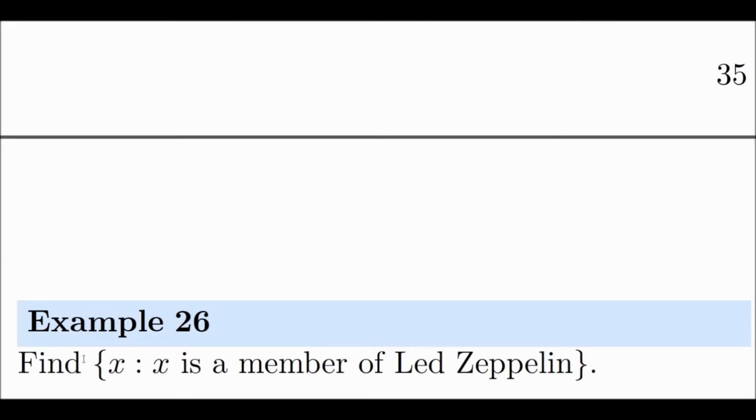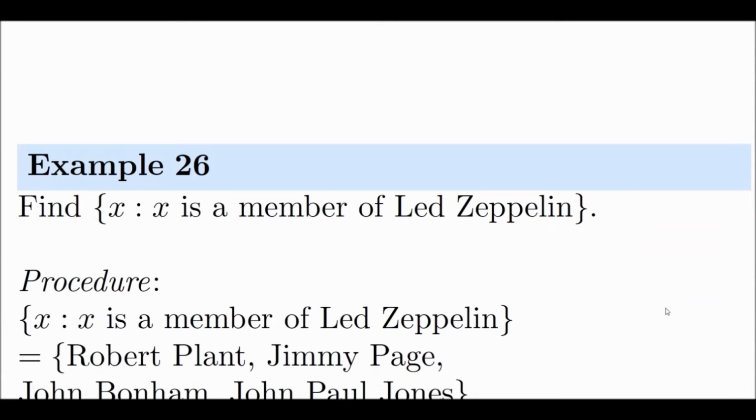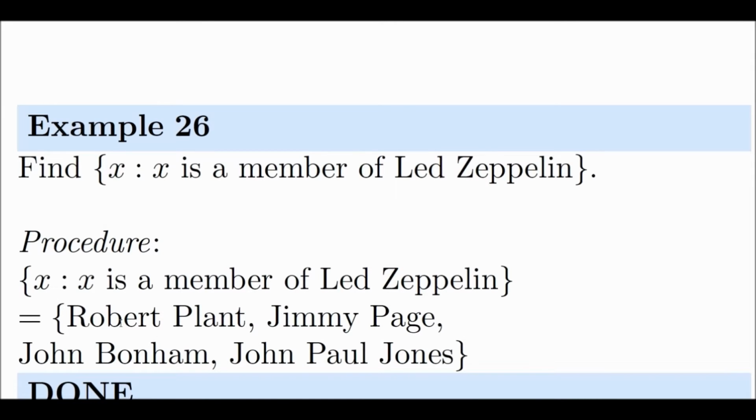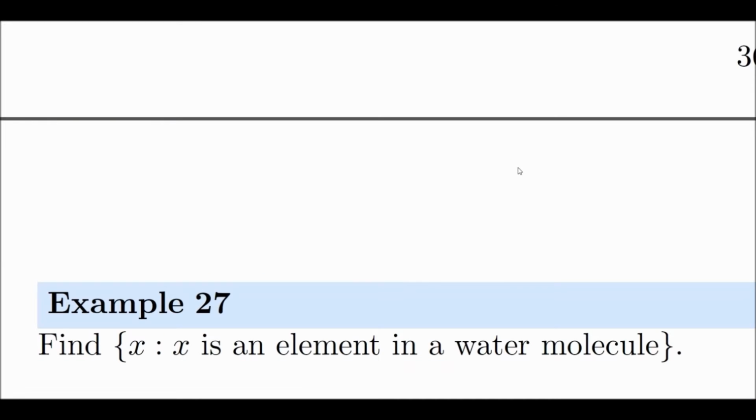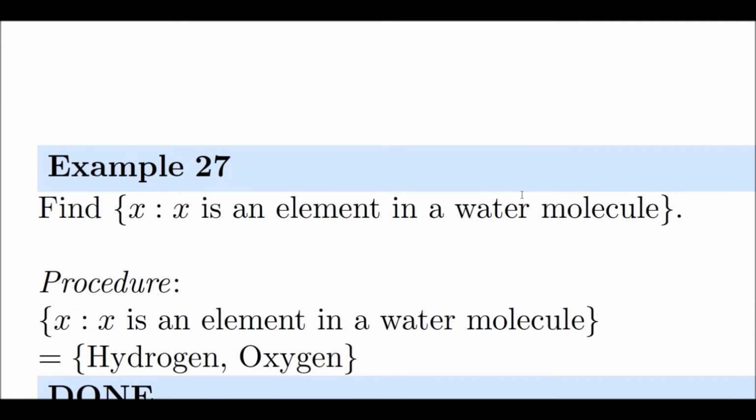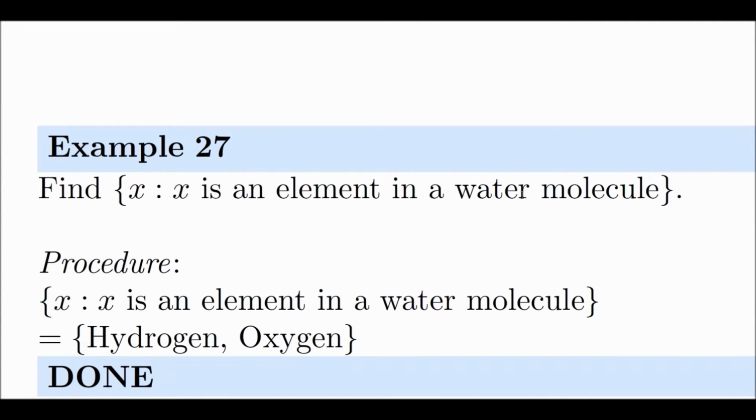If I wanted to find the set of X such that X is a member of Led Zeppelin, I would just list out the members of Led Zeppelin. So here are the members of Led Zeppelin: Robert Plant, Jimmy Page, John Bonham, and John Paul Jones. Again, in order to write down the set, I don't need to know the actual members of Led Zeppelin. I could just write this builder notation down. If I wanted to find the set of X such that X is an element in a water molecule, this would be the set hydrogen and oxygen.